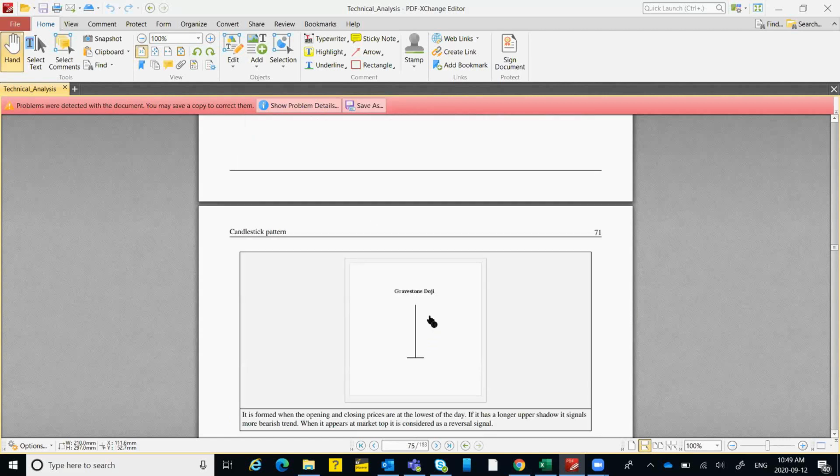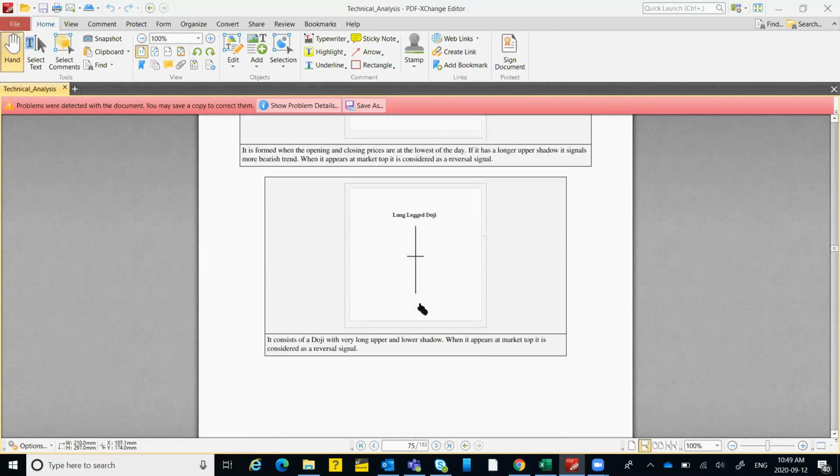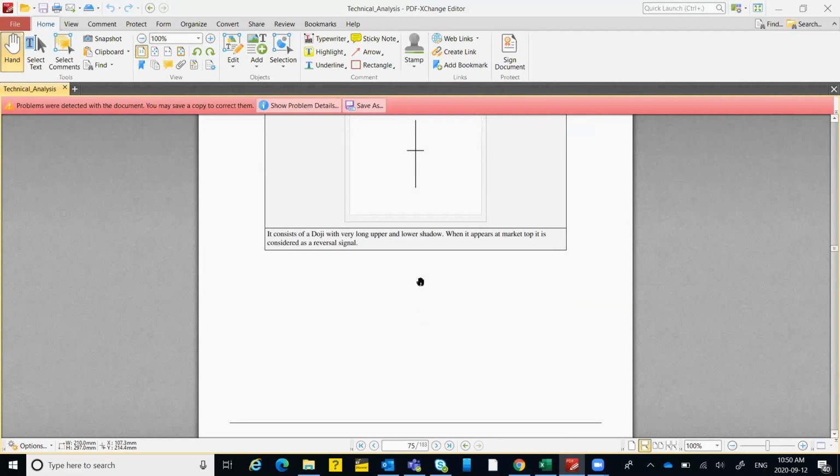It means there will be a reversal in the trend. Then the gravestone doji is totally opposite to that. The upside price rejection: the price was not able to sustain the higher levels and fell back to the price at which it opened that day. This is a reversal signal when it forms at the top of an uptrend. And then this is the long-legged doji. The inference is the same as a standard doji. The only difference is it has a long upper and a long lower wick. Still, it is an indecisive candle, and it is considered a reversal signal.